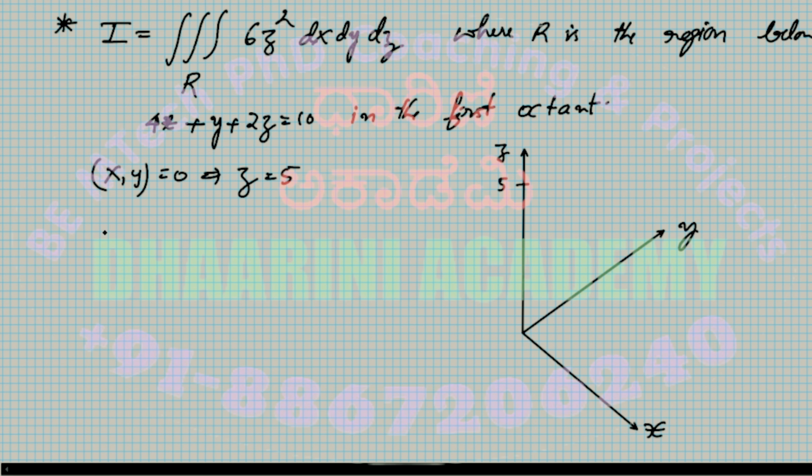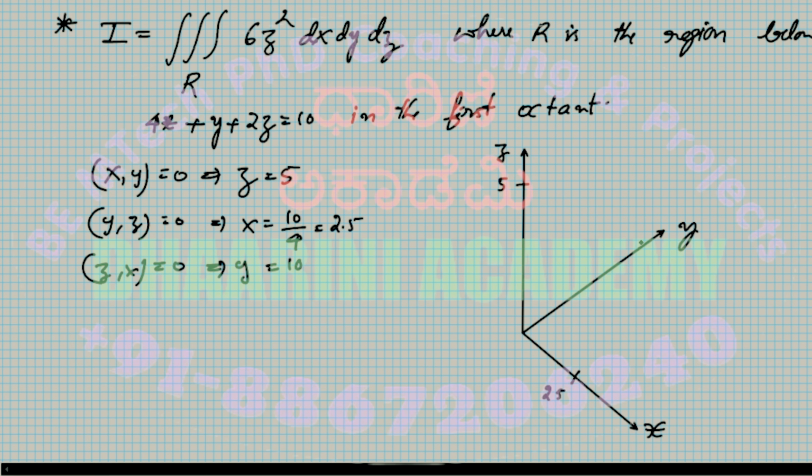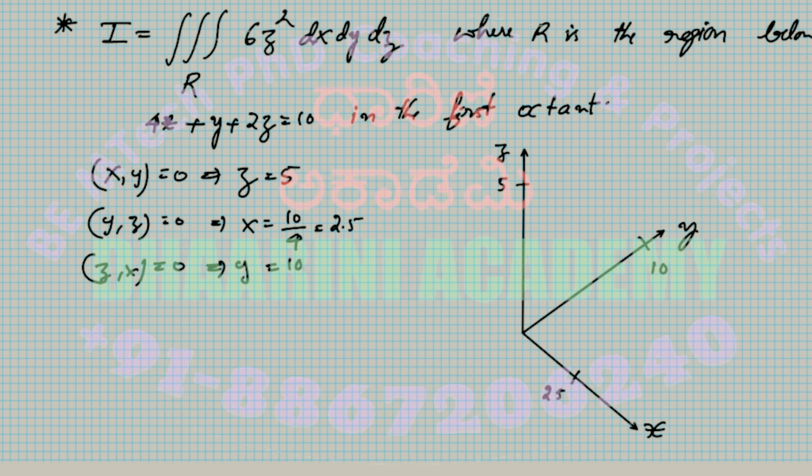Similarly, put y and z equal to 0. Y comma z both are 0. You find x equal to 10 by 4, maybe 2.5. Then z comma x, both you put equal to 0, then we get y equal to 10. So I understand now. If that is 5, maybe somewhere here I have 2.5, and maybe here I have 10.